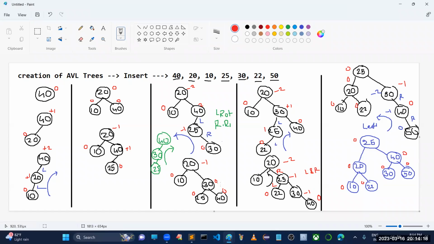This is the way how to insert elements into a binary, I mean AVL tree. I hope, sir, you people got very clear clarity about this one. Can you please confirm? Is it clear up to this?